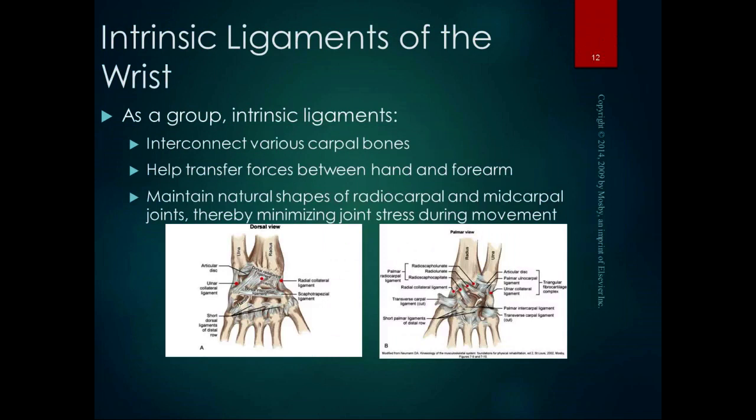The intrinsic ligaments of the wrist as a group interconnect various carpal bones. They help transfer forces between the hand and the forearm. And they maintain the natural shapes of the radiocarpal and midcarpal joints, thereby minimizing joint stress during movement. So we're not necessarily going to talk about every little one of those, but just know as a group they have those functions.